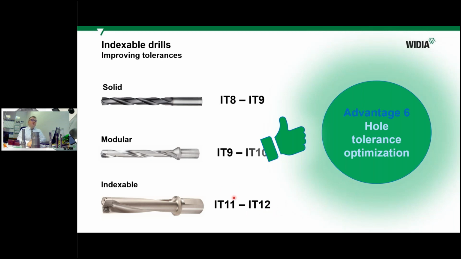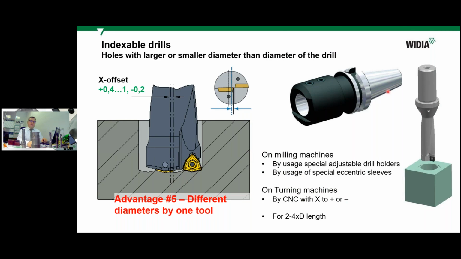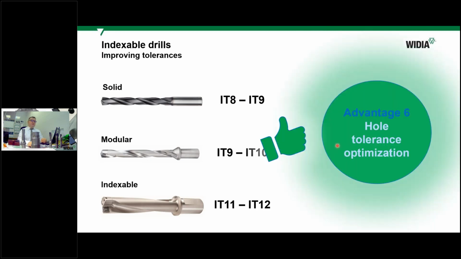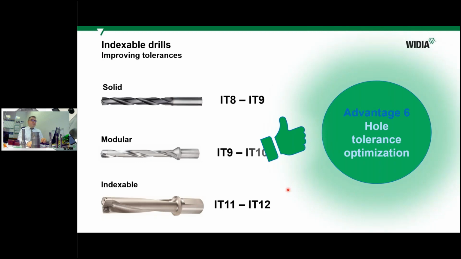In order to be close to the tight tolerance, we can use such kind of chuck, eccentric chuck, or eccentric sleeve also. I forgot to mention the eccentric sleeve to use with the standard chuck, which can move the center of the drill out of the center of rotation of the chuck, and that way we can produce a hole closer to what we need from the drawing of the component.